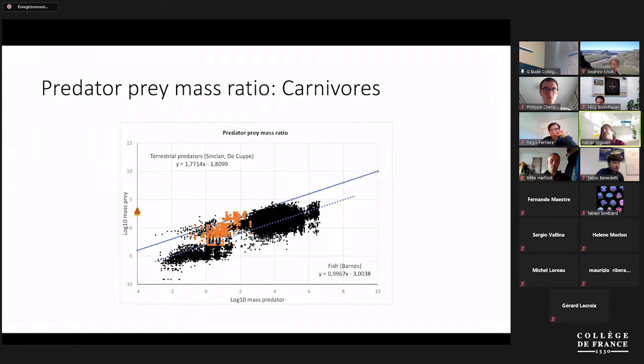So this is data that I have collected recently, but I mean, it will be really interesting to go with more data. But this is the comparison between the mass of the predators and the mass of the prey in the sea and in the terrestrial ecosystems. And you immediately can see the differences. This is fish mainly from a paper by Barnes, and the other ones is a combination of two papers, one by Sinclair, one by the Quip.